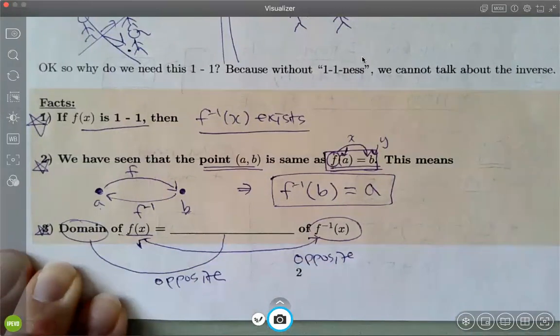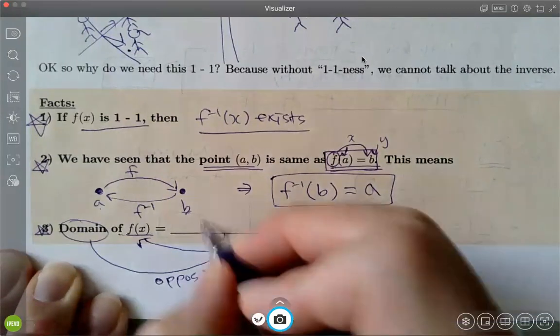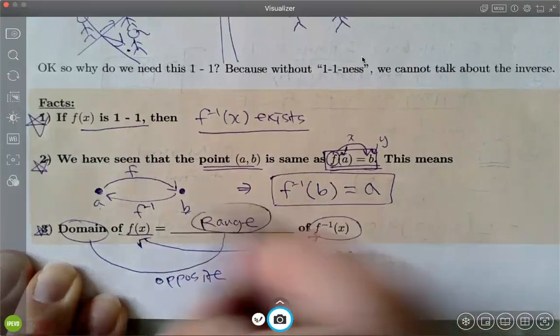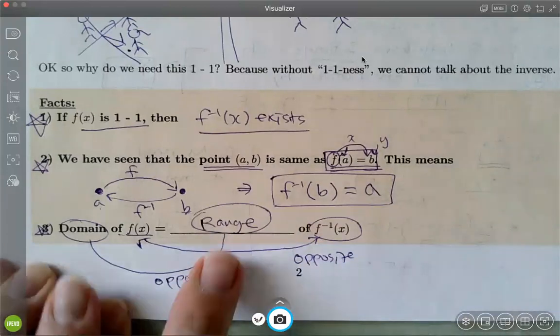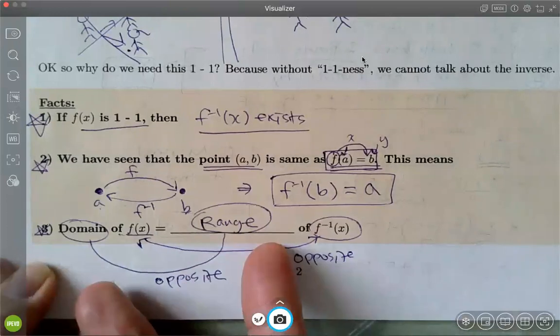Range. Yeah, the range, right? Yes. Okay. So the domain of one function is the same thing as the range of its inverse. Okay. Now, can we swap domain and range? Okay, so now what does that mean?